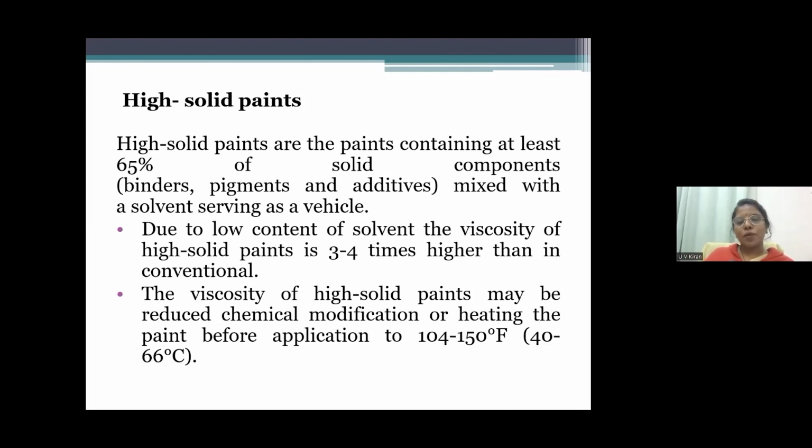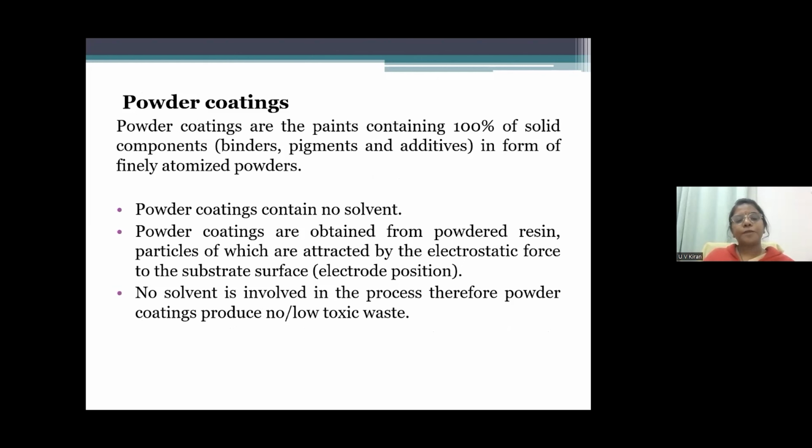Then you have high solid paints. They are paints containing 65% solid components mixed with the solvent serving as a vehicle. Since the solvent content is very low, viscosity is 3 to 4 times higher than in conventional paints. And it also gets reduced due to chemical modification or heating the paint before application at 104 to 150 degrees Fahrenheit.